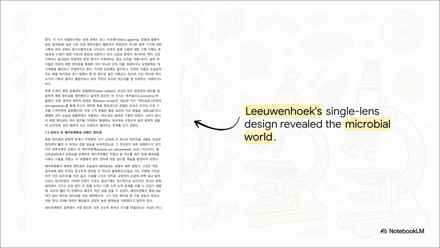Now think about Antony von Leeuwenhoek's single-lens design for a second. It was this tiny, almost basic-looking little device, but it was an absolute game-changer. Why? Because it actually bypassed the severe optical distortion that plagued early compound lenses. By crafting this near-perfect spherical lens, he achieved a staggering 270 times magnification. No wonder he used it to discover the microbial world, and rightfully earned the title Father of Microbiology.